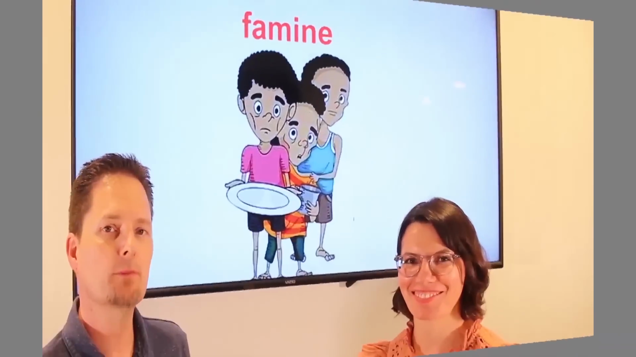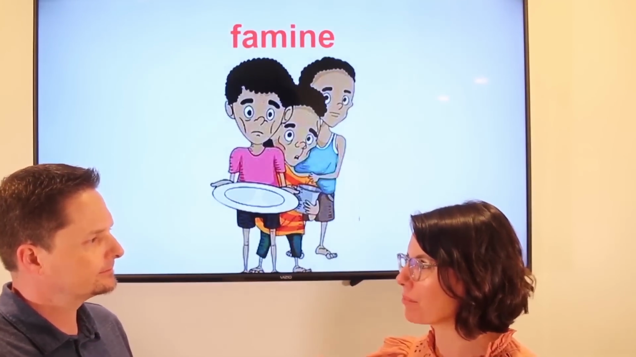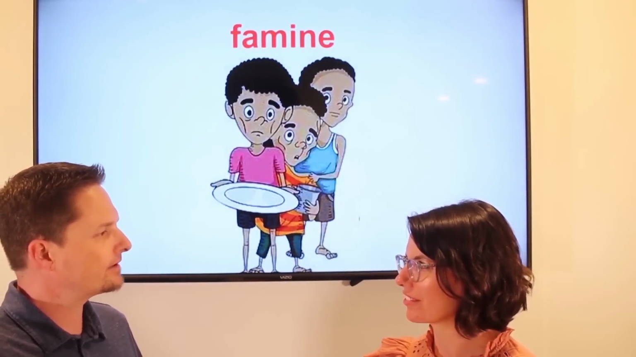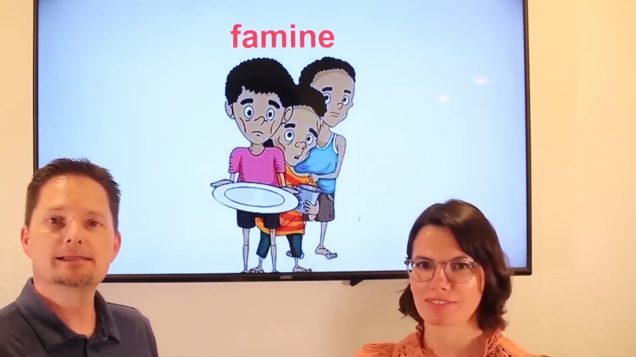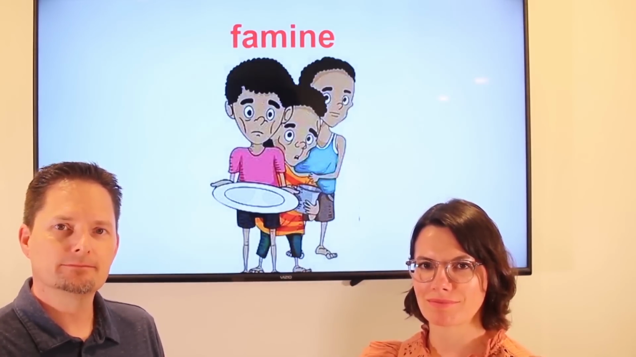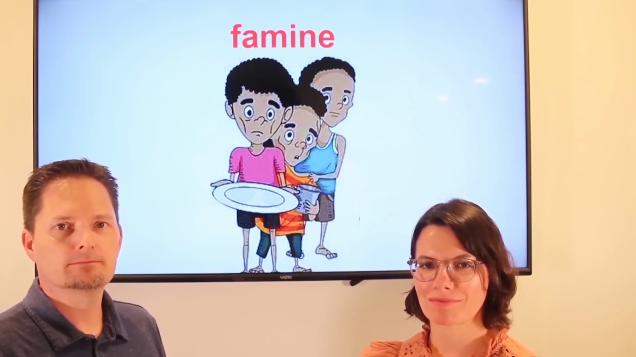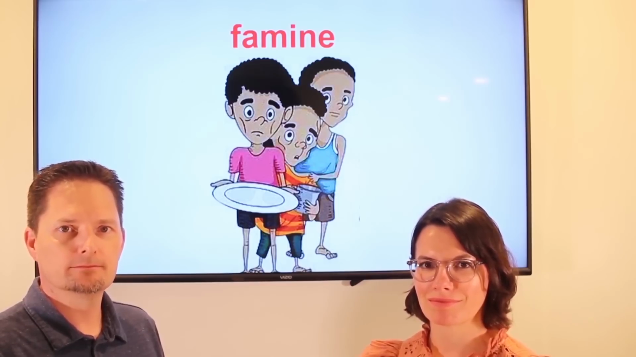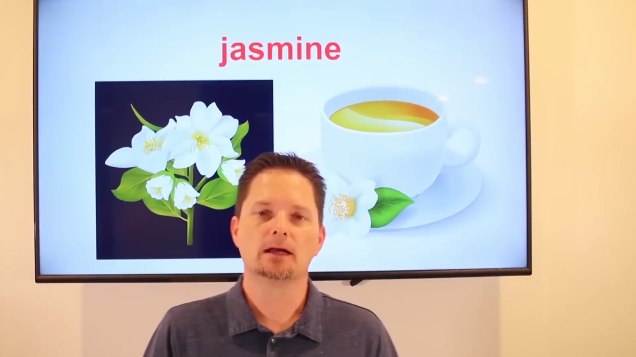Famine. Let's practice. Is there a famine in their country? Yes, there is a famine in their country. Is there a famine in your country? No, there is no famine in my country. Is there a famine in her country? Is there a famine in their country? Very good. Next we have jasmine.